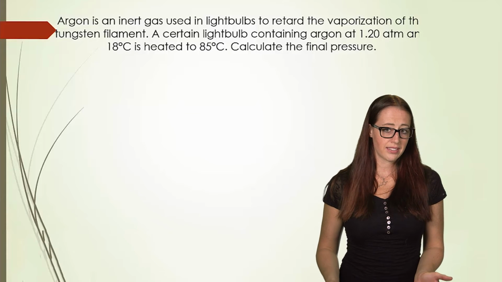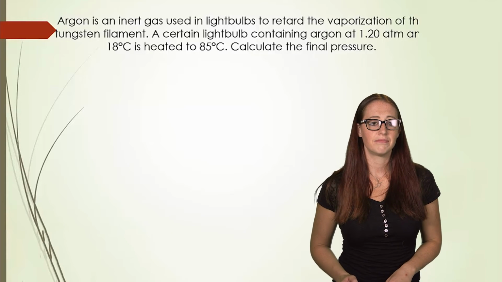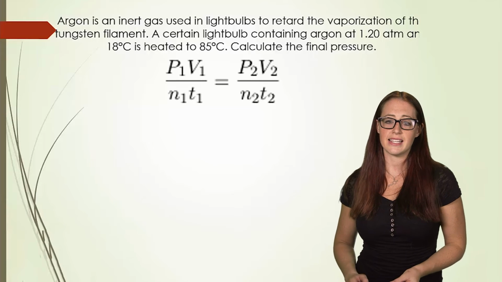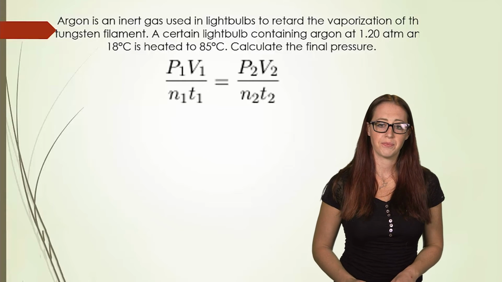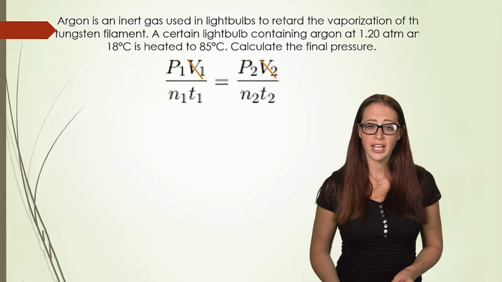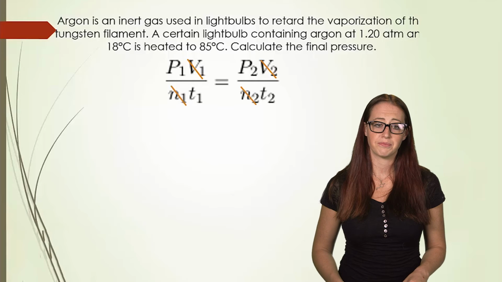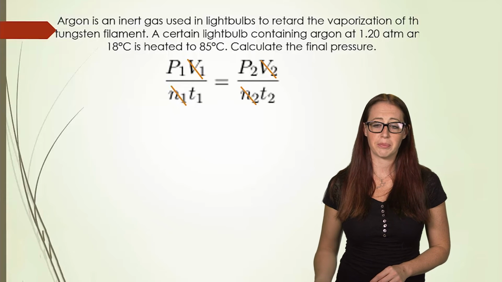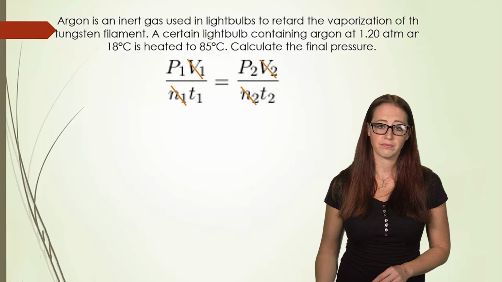Now, remember to try this on your own first and then come back. We need to decide what is being held constant. Volume and N are not going to change because the glass around the light bulb doesn't change and no gas comes in or out. This leaves us with just our pressure and temperatures.